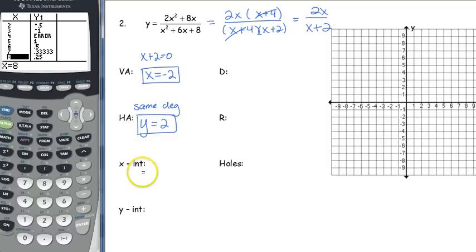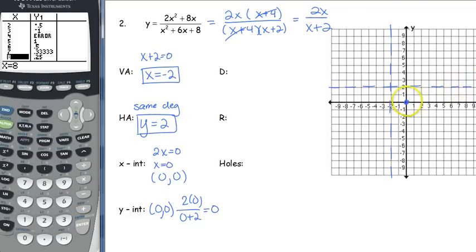Our x-intercept, we set the numerator equal to 0, 2x equals 0, x is equal to 0, so we've got an x-intercept at 0, 0. We plug in 0 for x to find our y-intercept, so we've got 2 times 0, all over 0 plus 2, which is equal to 0. And we know that if we have an x-intercept at 0, 0, we're going to have at least one y-intercept at 0, 0. So let's go ahead and get this set up. Our vertical asymptote at -2. Our horizontal asymptote at +2. And we know that we're going to have a point at 0, 0.